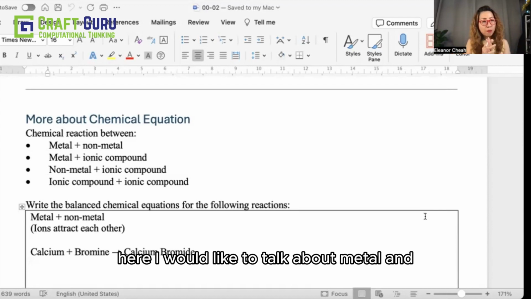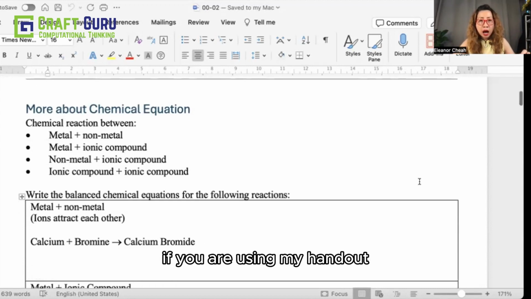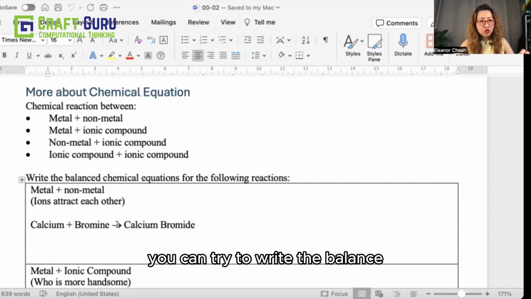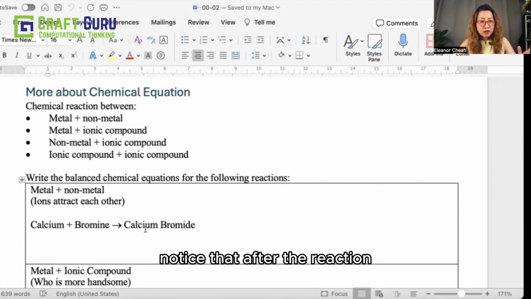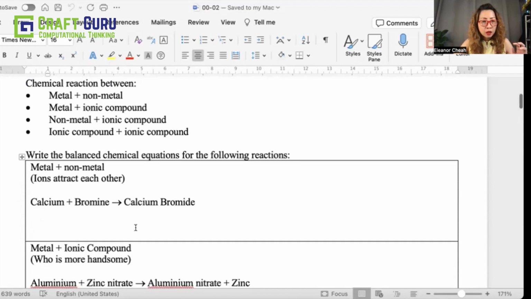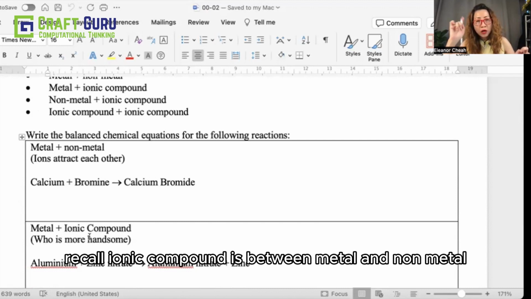Here, I would like to talk about metal and ionic compound. If you are using my handout, you can try to write the balanced chemical equation for calcium bromine. Notice that after the reaction, bromine's name changed to bromide, so it is calcium bromide. Alright, let's look at metal and ionic compound. Recall, ionic compound is between metal and non-metal.